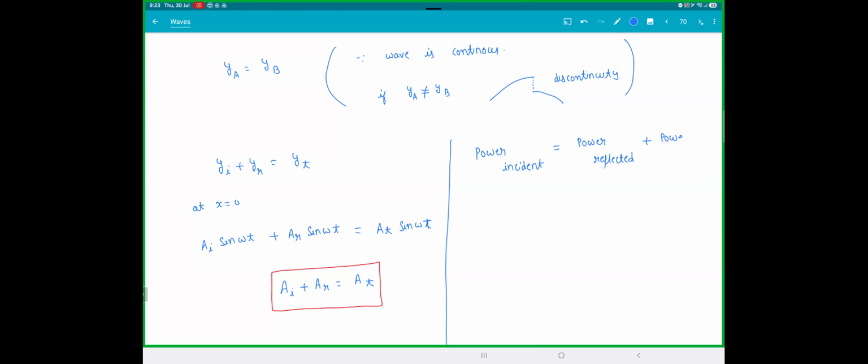But for the displacement of a particle, you have to take the two waves. Because y is the displacement of a particle, y is not a wave.